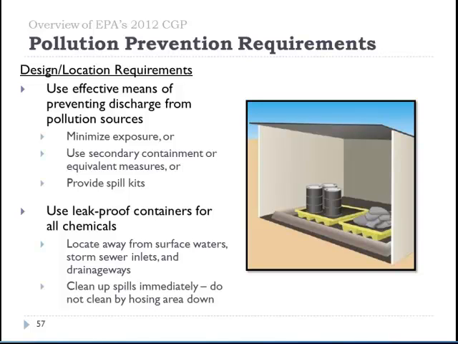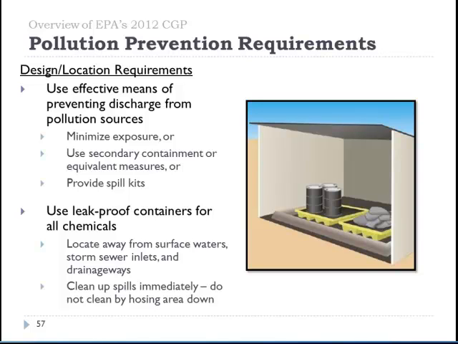And the standards in the permit are primarily related to design and location requirements. The permit requires that you use an effective means to prevent discharges from pollution sources. So this would entail minimizing the exposure by covering or having them over roofs, or using secondary containment or other measures, and providing spill kits to prevent discharges from spills.